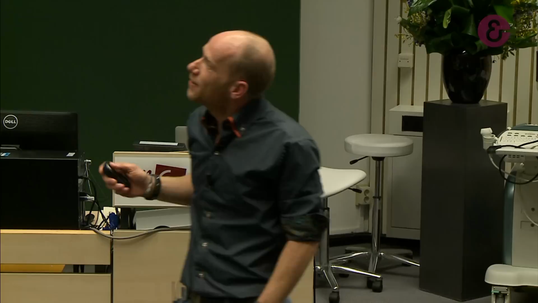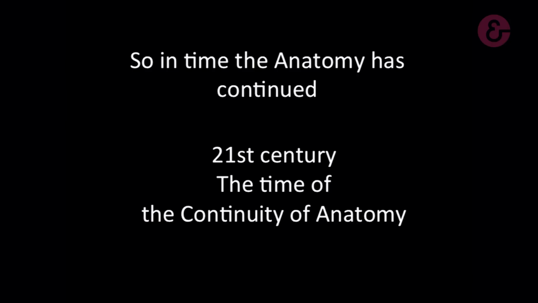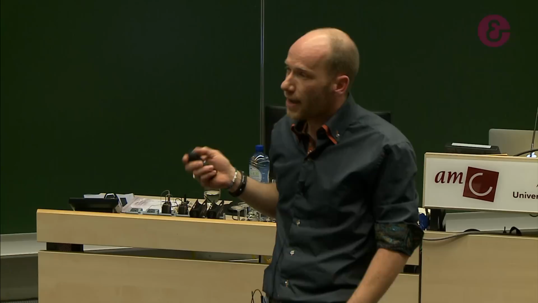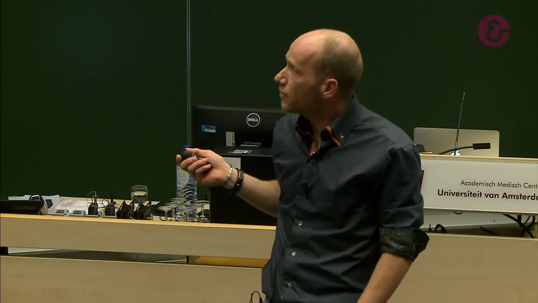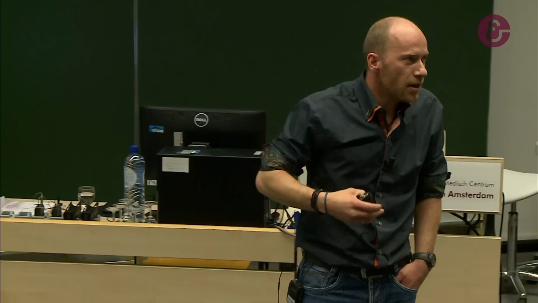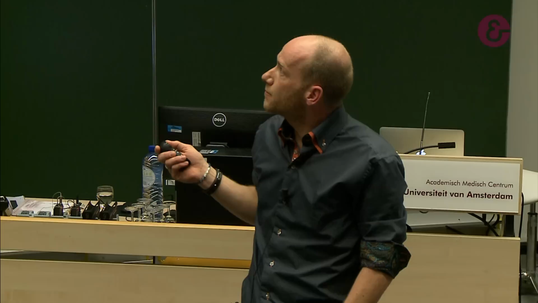Okay, 21st century. I told you about anatomy in time, and now I'm going to show you the continuity of anatomy in structure. What is new in the world of anatomy? The fascinating fascia, the role of the connective tissue. This is, in my opinion, the biggest topic at this moment in anatomy. The tensegrity model of Thomas Myers. It's a different model of looking at how our body is built up and keeps everything together. Functional anatomy, musculoskeletal ultrasound, of course, that's why we are here. And there's lots more that I don't even know about. Molecular biology, anatomy, everything I know, I don't know about it. So a little part that I do know about is the connective tissue, so I wanted to continue with this.